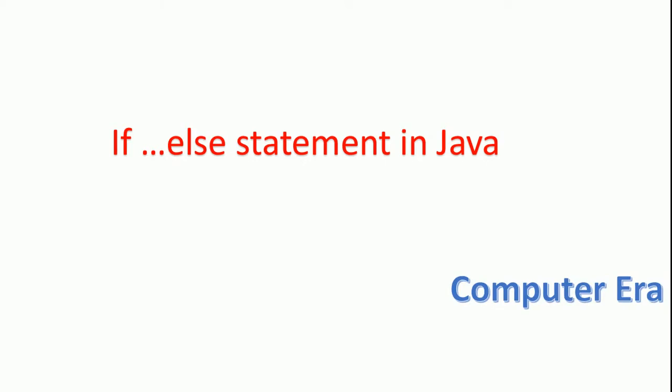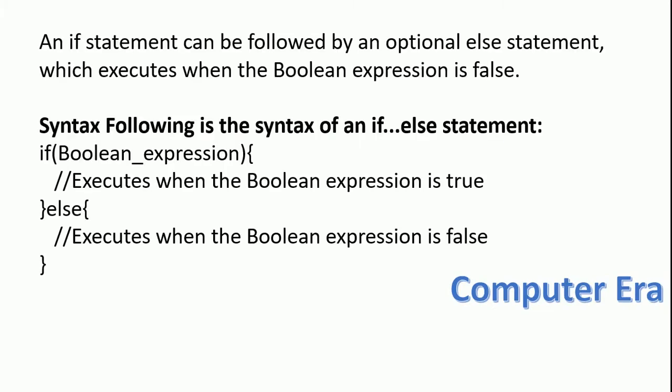If else statement means just take it in your own sense: if, otherwise else. So here you see, if can be followed by an optional else statement, which executes when the Boolean expression is false. The syntax of the if else statement has this Boolean expression. It executes when the Boolean expression is true, and else if the Boolean expression is false.